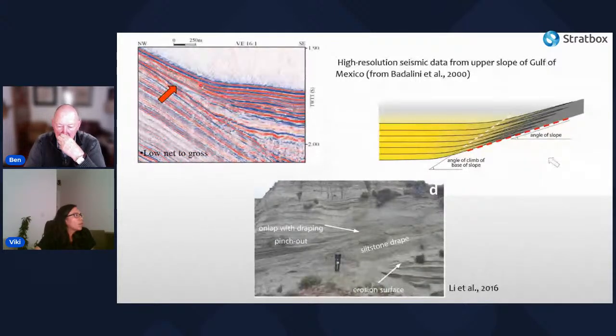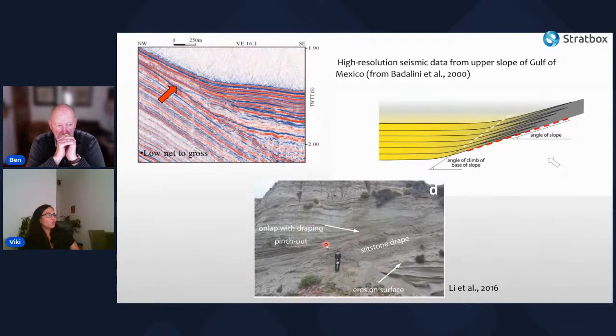they drape the slope. So what's going on here is that the angle of climb of the base of the slope, which is this in here, is different from the angle of the slope represented in this seismic image in here. So down here we have an outcrop photograph from California, where we can see that these turbidites are pinching out onto this on-lap surface in here, and we can see some on-lap with draping.